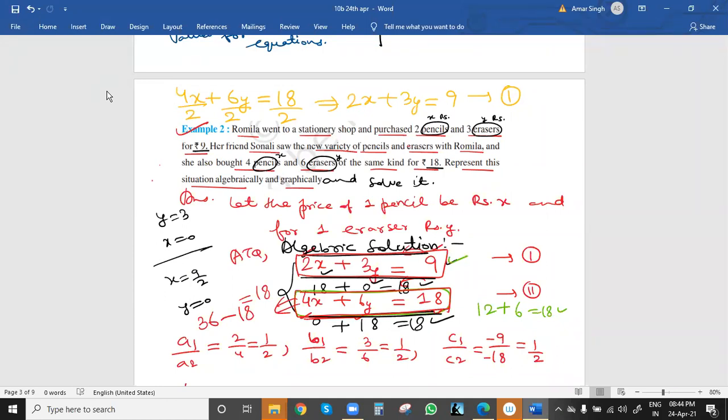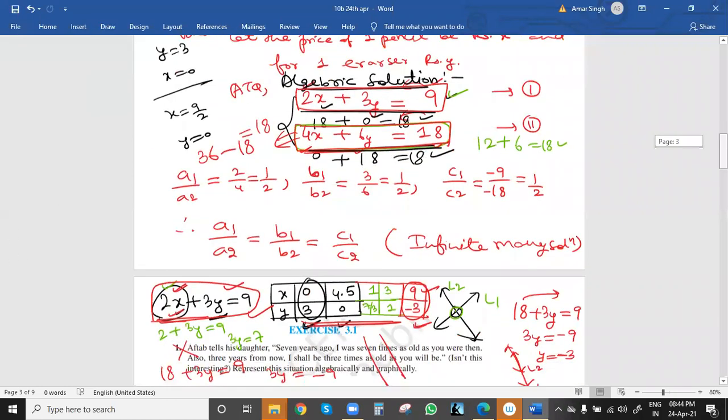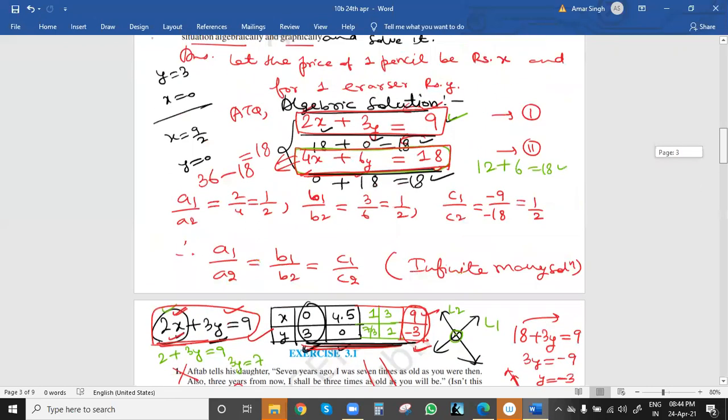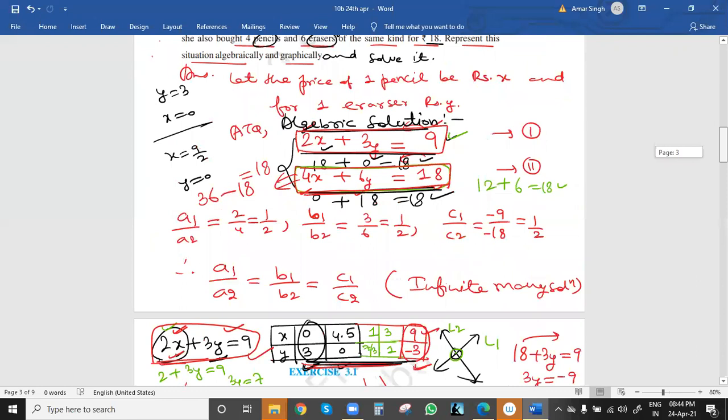And that's why we write many solutions, or infinitely many solutions. All these points are solutions. Solution means values of x and y. All these will satisfy both the equations. See, solutions are basically the points, the values of x and y, which will satisfy both the equations.